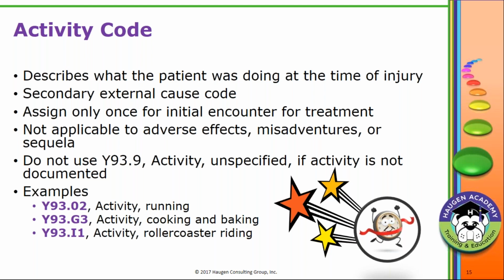You do not want to assign code Y93.9 for unspecified activity. And again, why have a code if we can't use it? I would say just eliminate the code completely from the code system, but that's just me. There is an other specified activity, which is different from the unspecified. And a couple of examples here: you can injure yourself while running, which is likely. You can injure yourself while cooking and baking. I can't tell you how many times I burned myself taking something out of the oven. And you can injure yourself on a roller coaster. And these, again, are just a couple of examples of activities.